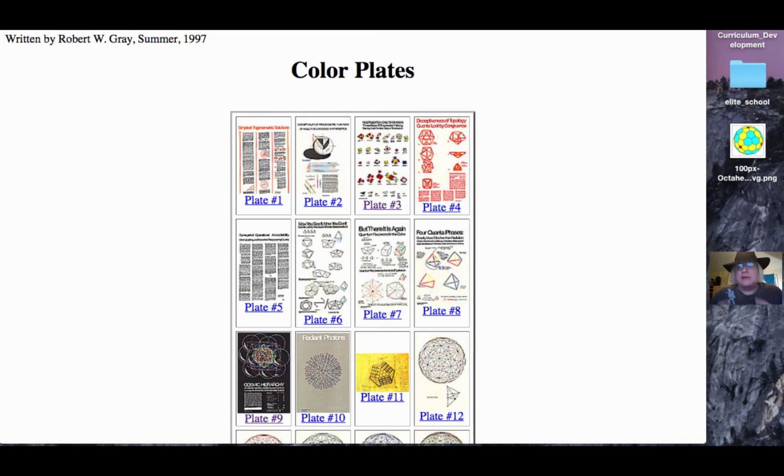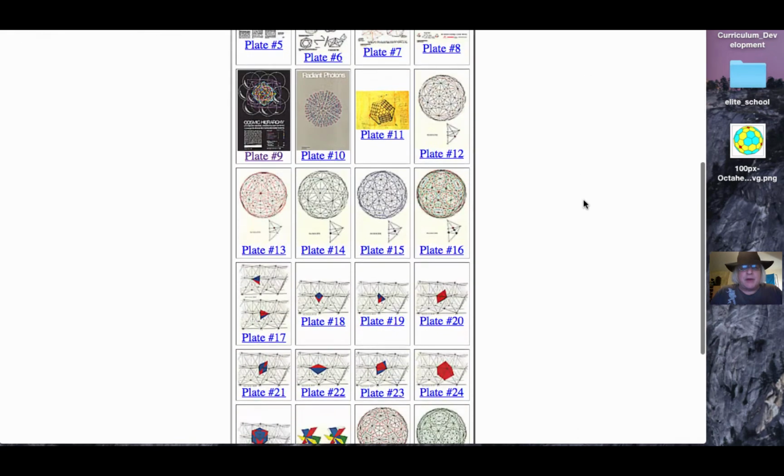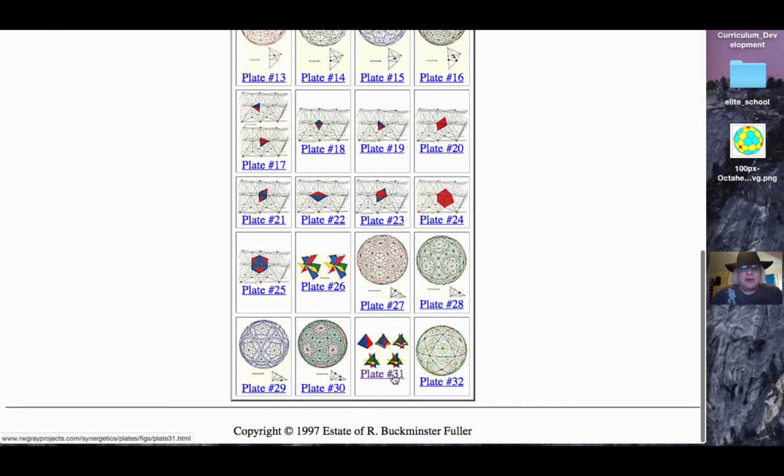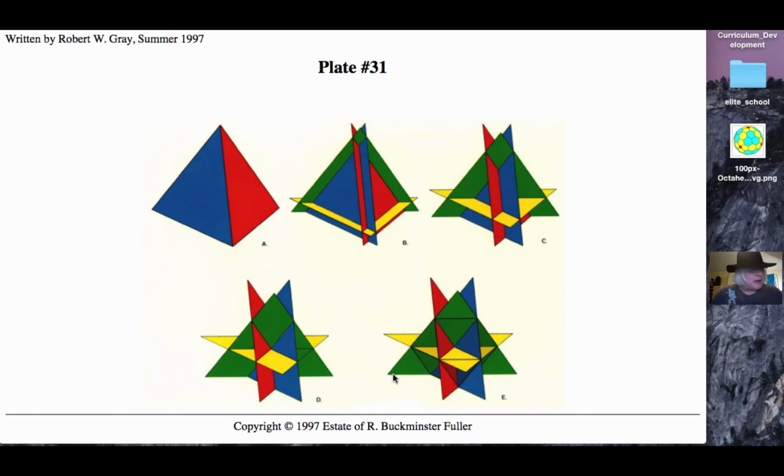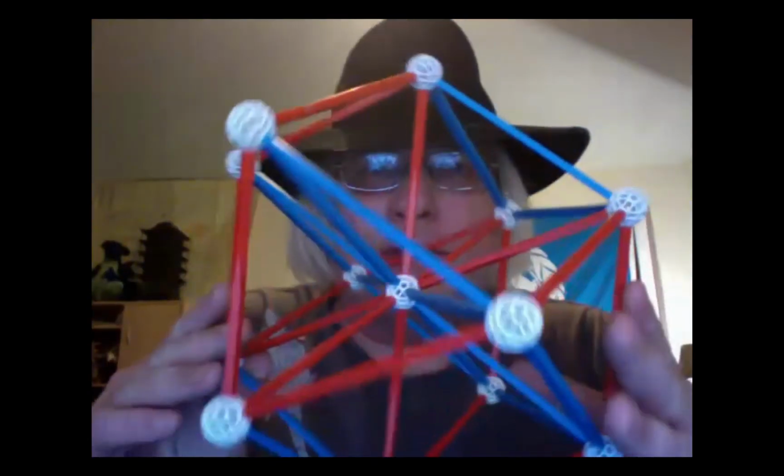Okay, so if you watched the last video, I'm going to have a link to it. Where we went directly to is plate number 31. And I was talking about how as you move the planes of the tetrahedron together, you end up with a cuboctahedron. And this is an approximation.